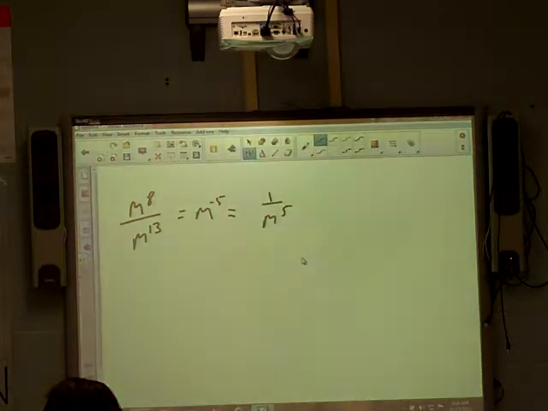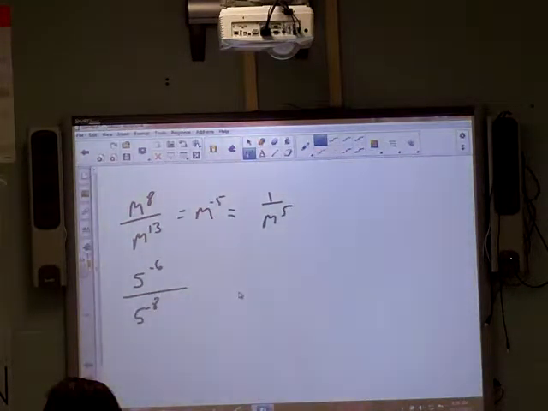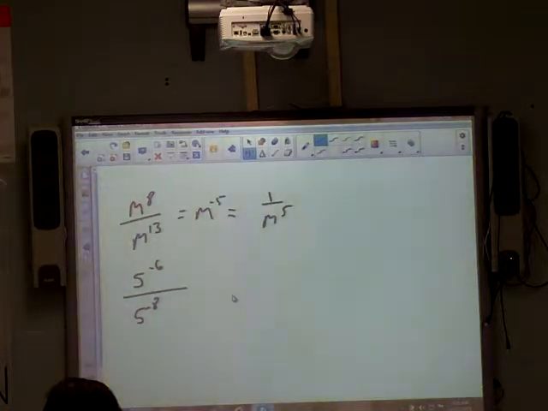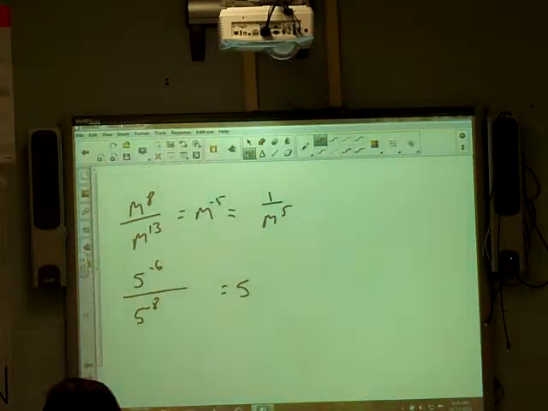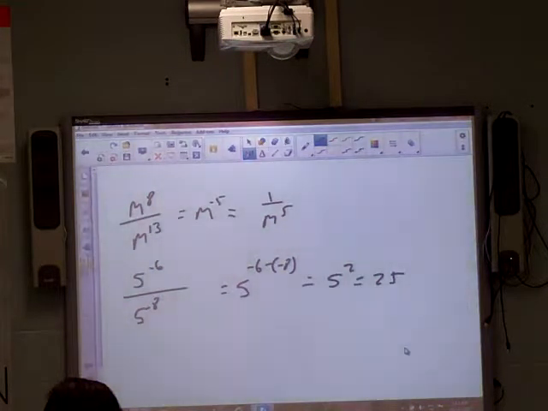Simple stuff. What about if we had 5 to the negative 6th divided by 5 to the negative 8th? Some people will get rid of the negative exponents first, and that's okay, but it's really easiest just to go ahead and do your subtraction on this, because this is going to be 5, and then if I subtract them, top minus bottom, negative 6 minus negative 8. What's negative 6 minus negative 8? 2. That's it.